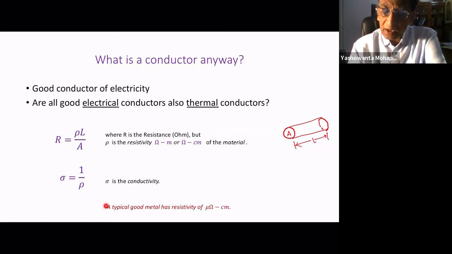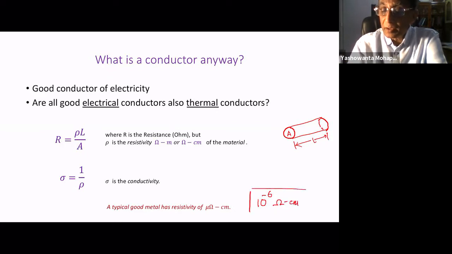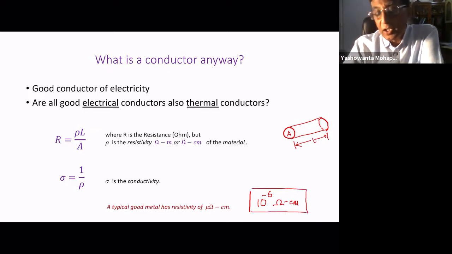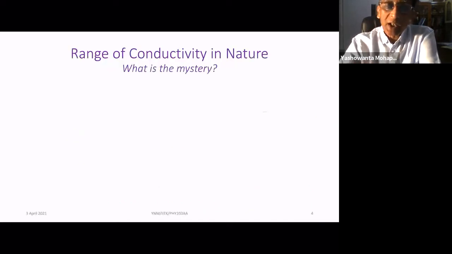And a typical good metal, okay, silver or copper, has a room temperature resistivity in the order of micro ohm centimeter. It's good to know, okay. That is of the order of 10 to the power minus 6 ohm centimeter, or 10 to the power minus 8 ohm meter. So that is as good as a good conductor for our course, all right, for electrostatics.